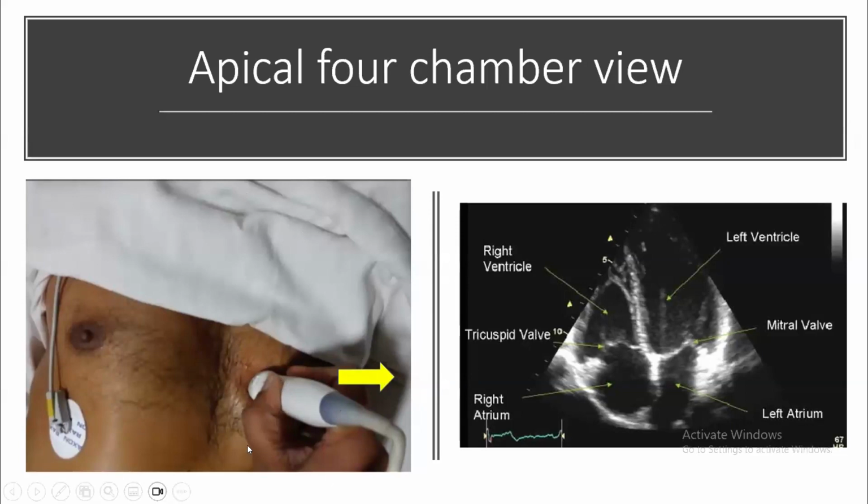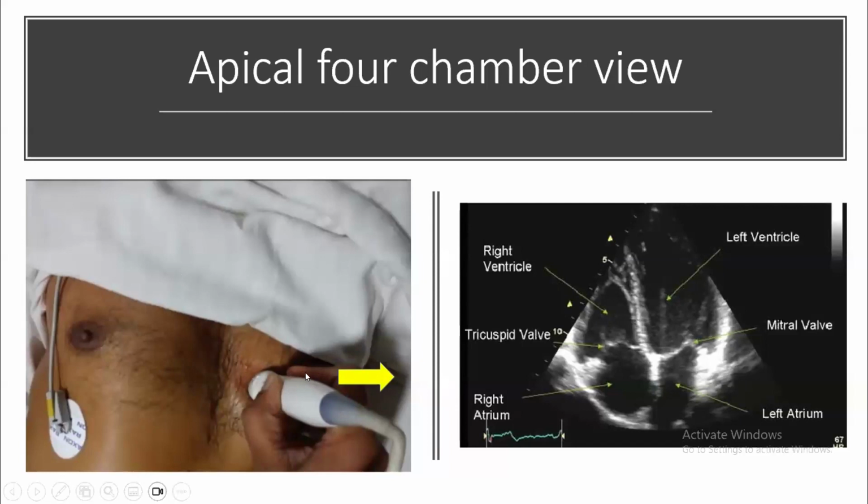Sometimes this view is difficult to obtain, and to be honest, this is the most difficult view for the beginner. So what you can do is put it at the most prominent part, as when we localize the apex of the heart by stethoscope. When you can find the apex beat, you can put your probe and direct the marker toward 3 o'clock. It can also help to tilt the patient toward the left side.